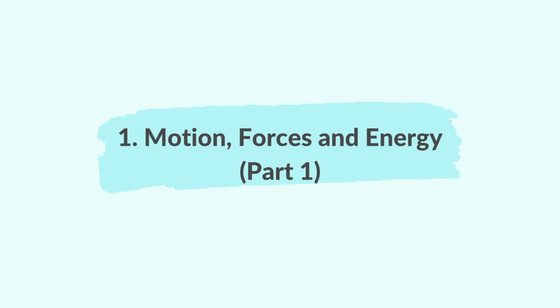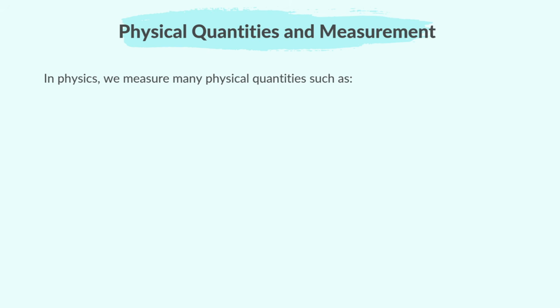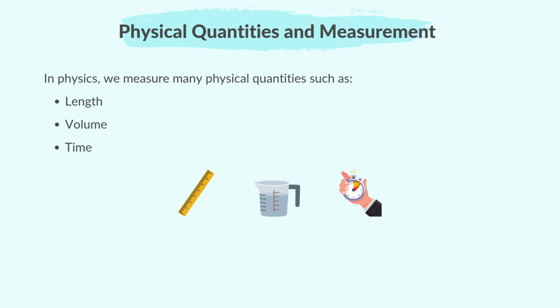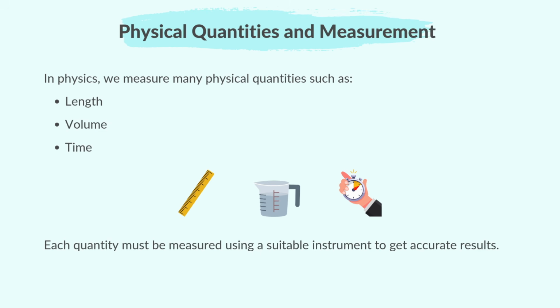In this video, you're going to learn part 1 of Topic 1, Motion, Forces, and Energy. In physics, we measure many different physical quantities such as length, volume, and time. Each of these requires a suitable measuring instrument to obtain accurate results.